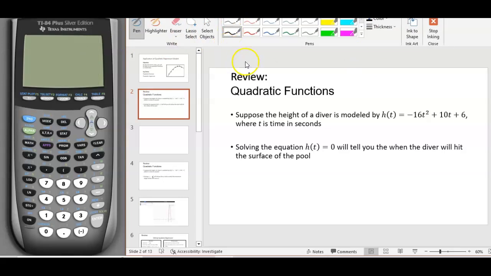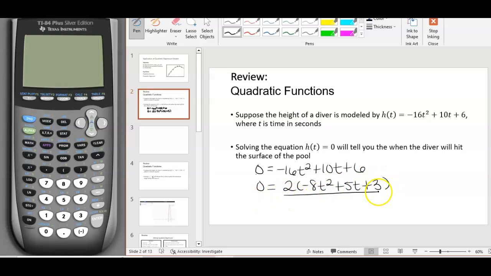the pool. So remember, that means that we can just plug in 0 for h of t and we can solve this equation, right? So we'd have 0 equals negative 16t squared plus 10t plus 6. Okay, and so we can solve this. Notice that these three terms all have a GCF, so we can actually factor out a 2 from each term. So that leaves us with negative 8t squared plus 5t plus 3. Right, so we can divide both sides by 2. So we can simplify that equation, and so we'll have 0 equals negative 8t squared plus 5t plus 3.